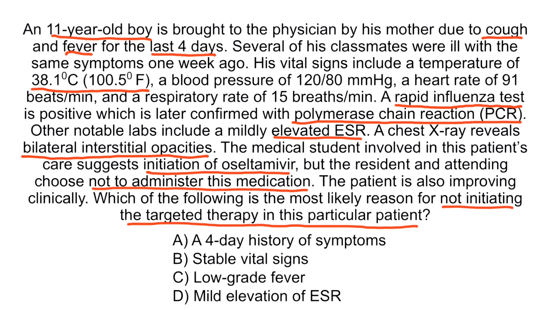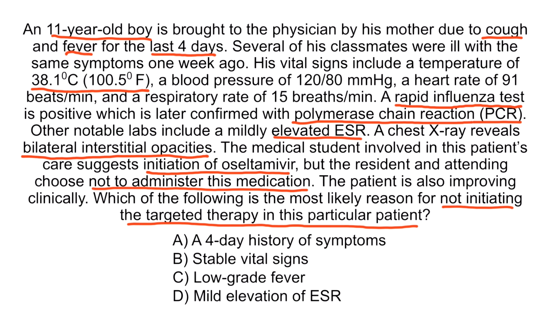All right, this patient is presenting with a low-grade fever of 38.1 degrees Celsius and a cough. His rapid influenza test and the polymerase chain reaction test come back positive. The chest X-ray reveals bilateral interstitial opacities, and collectively, all of these findings are consistent with influenza pneumonia. The resident and attending choose not to administer oseltamivir to this patient.